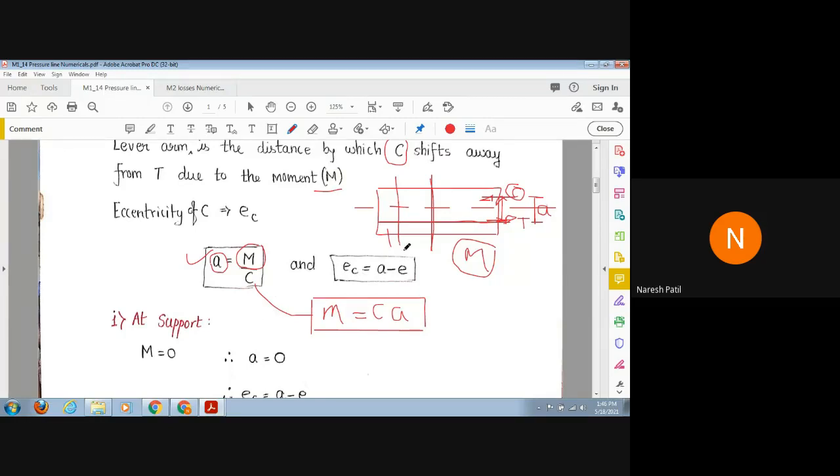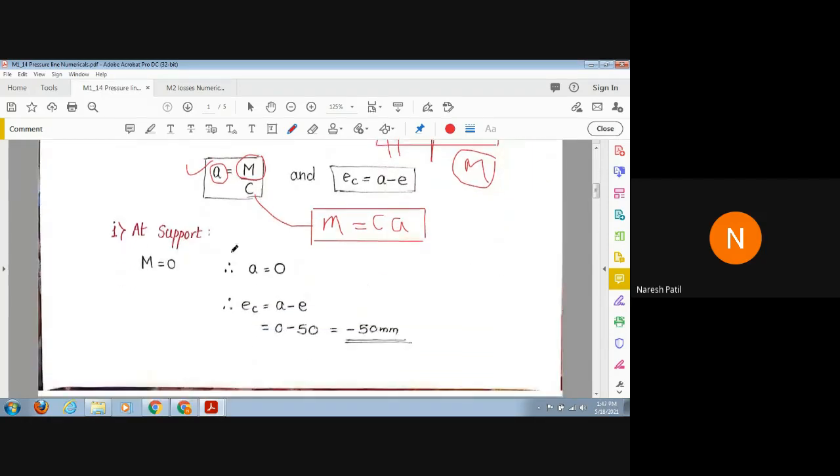EC is the distance from CGC to the compressive force. EC is what? A minus E, A minus E. So EC is the distance from the CGC, that is the center of gravity of concrete, to the center of compressive force. That is the limit EC.